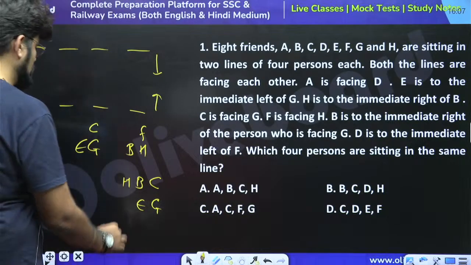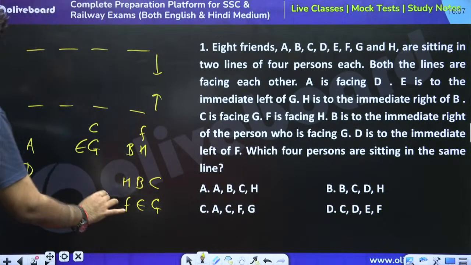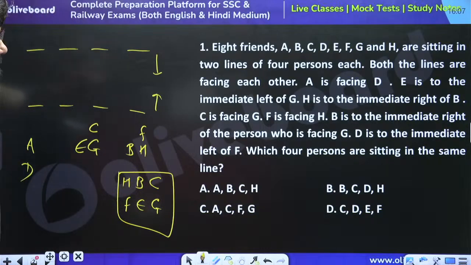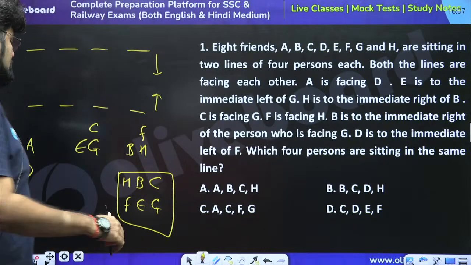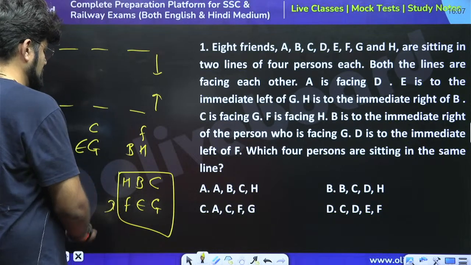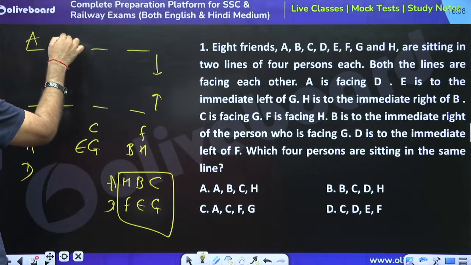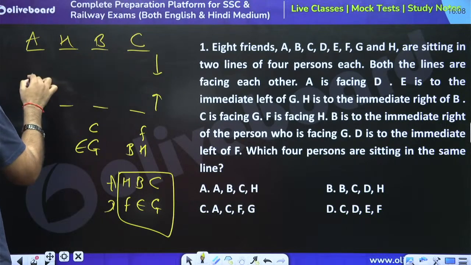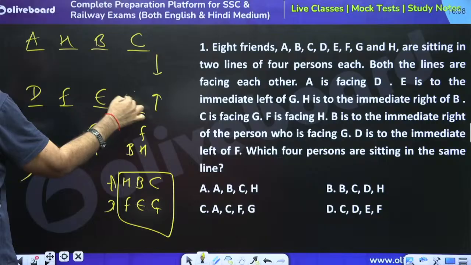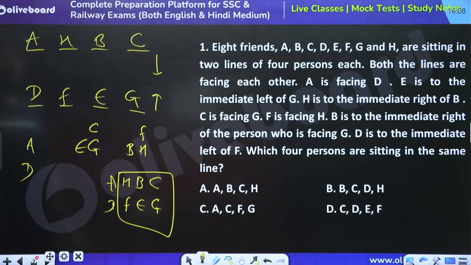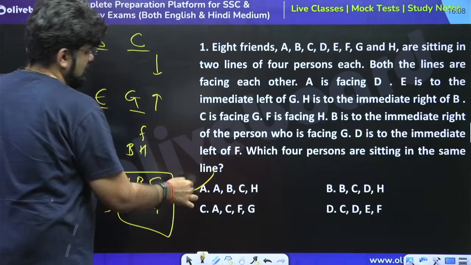Okay. And H was facing F. So this much is clear now. Right? This is not a 40-second question. D is to the immediate left of F. So obviously A is here. So we have got an arrangement which is A, H, B, C, D, F, E, G. Now the question is asking which four persons are sitting in the same line: A, B, C, H. Option A is the right answer.